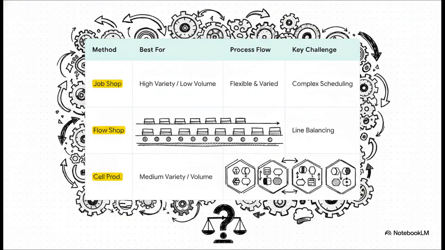The Job Shop gives you incredible flexibility for custom work, but you pay for it with nightmare-level scheduling. The Flow Shop gives you amazing efficiency for mass production, but it locks you into one single path. And cell production sits right in that sweet spot, giving you a mix of both worlds, but with its own unique puzzle to solve. At the end of the day, there is no single best method. It is always about matching the process to the product.